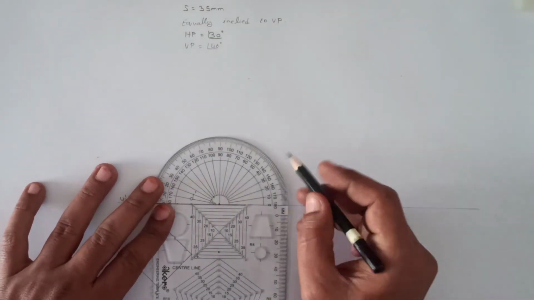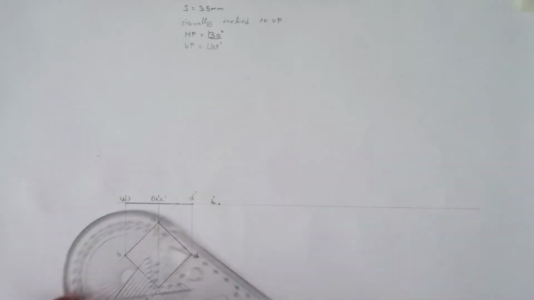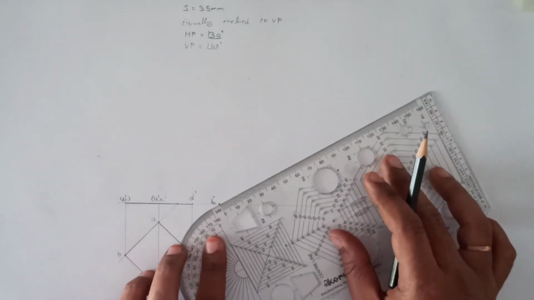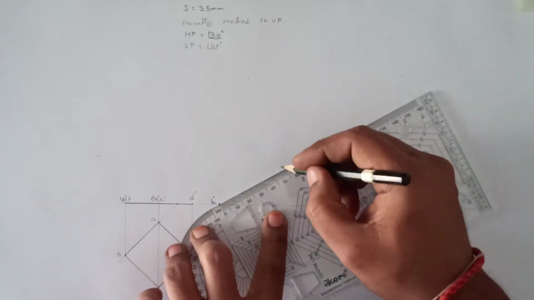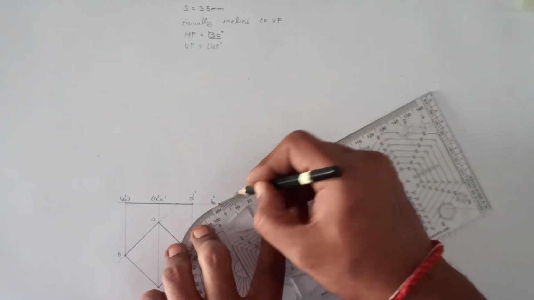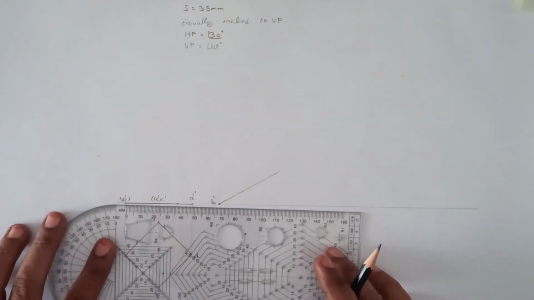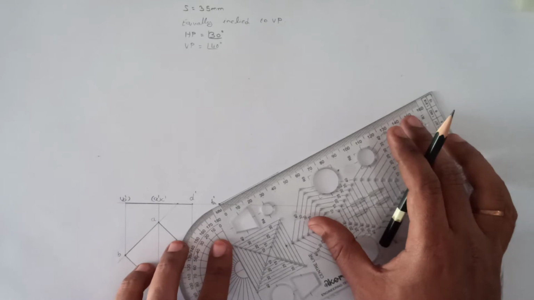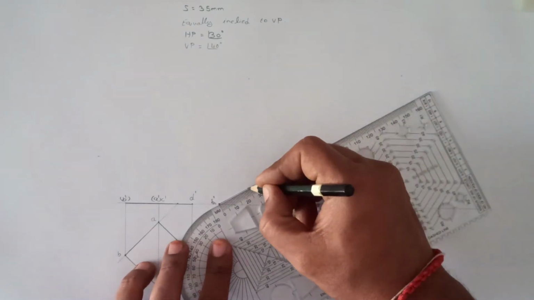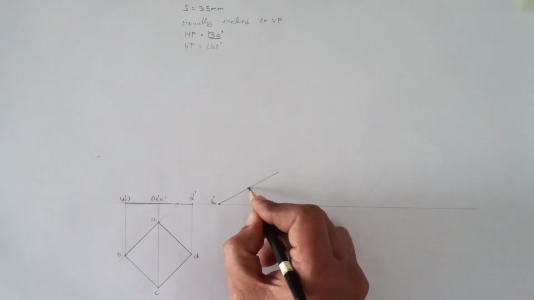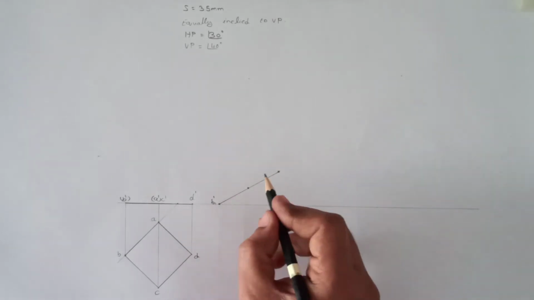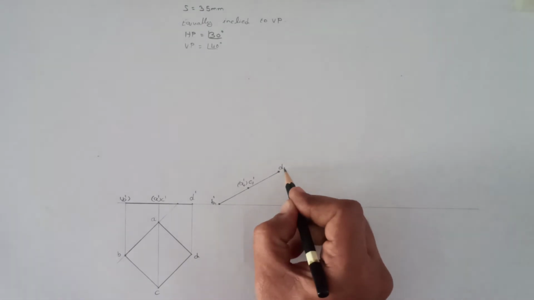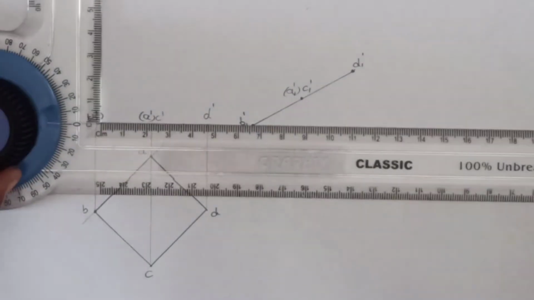Since we have obtained the original shape of the square in the horizontal plane, first we will be considering the horizontal plane angle, which is 30 degree. Then draw a 30 degree line from the first front view B dash D dash distance. After rotating the front view by 30 degree, now mark the intermediate points. Here the intermediate points will be C dash and A dash.